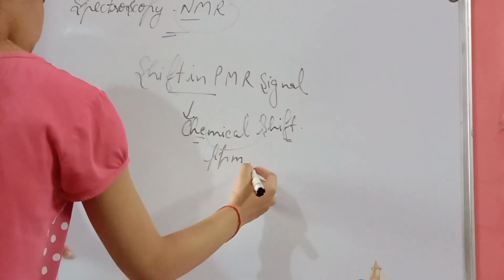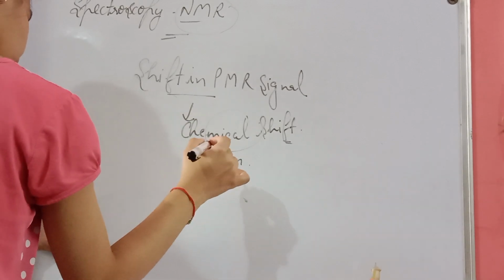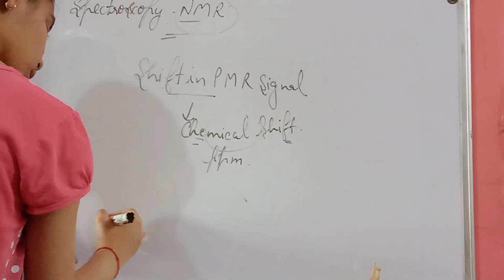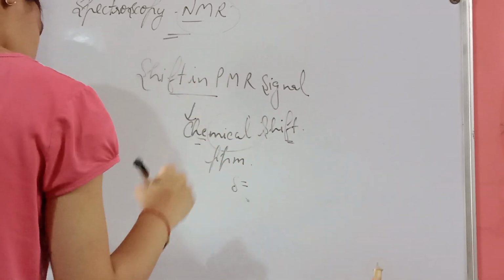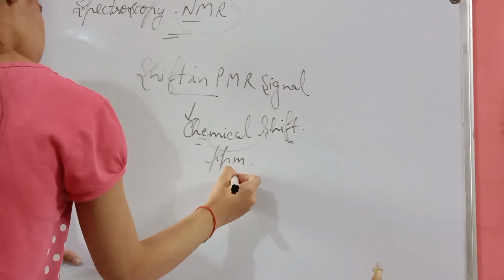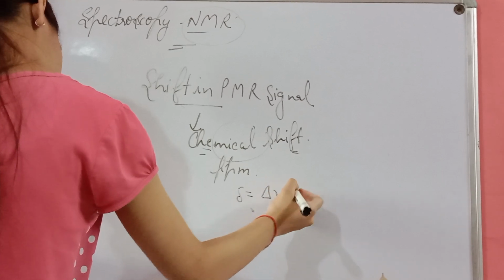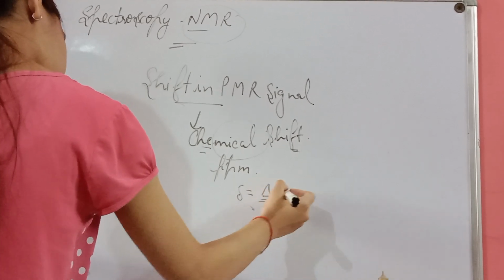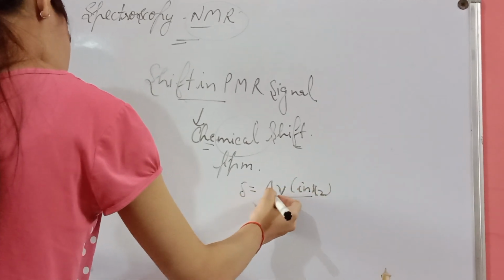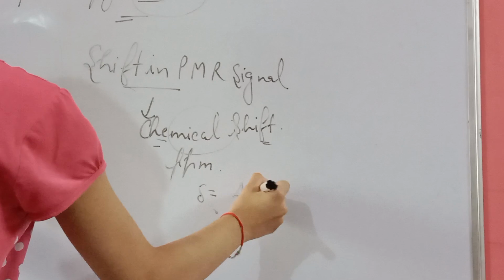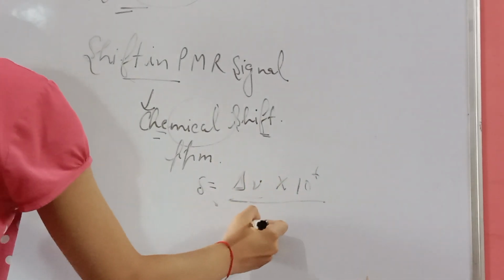To do this, the chemical shift in hertz is multiplied by a factor of 10 raised to the power 6 and then divided by the oscillator frequency of the instrument. That is, if we represent this chemical shift with delta, then delta is equal to delta nu, the shift in hertz, into 10 raised to the power 6 upon the oscillator frequency in megahertz.